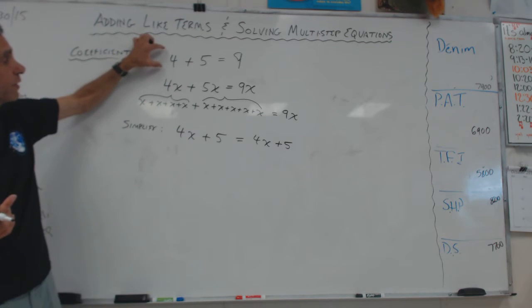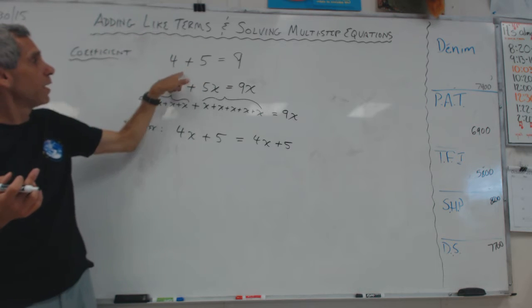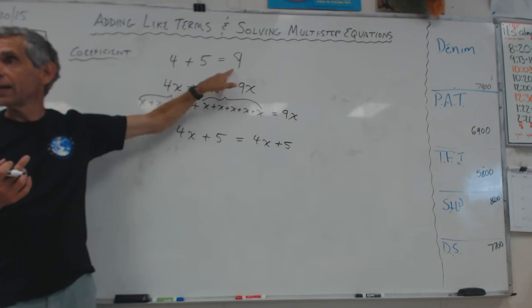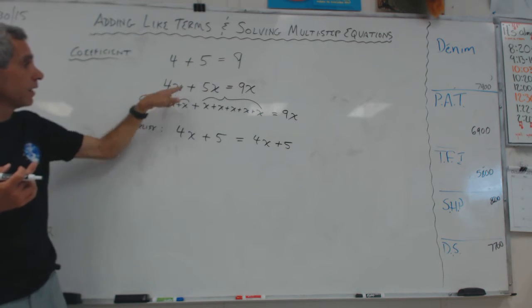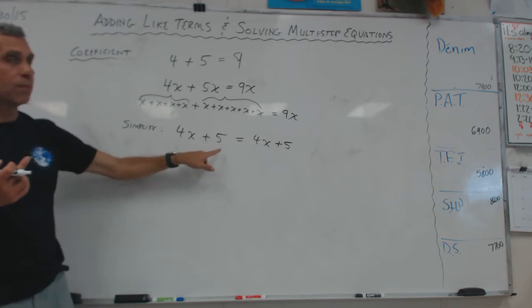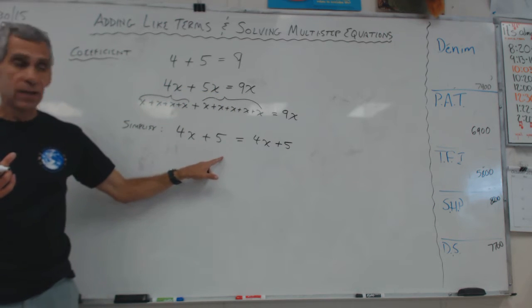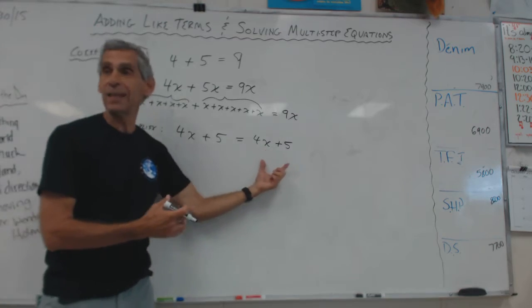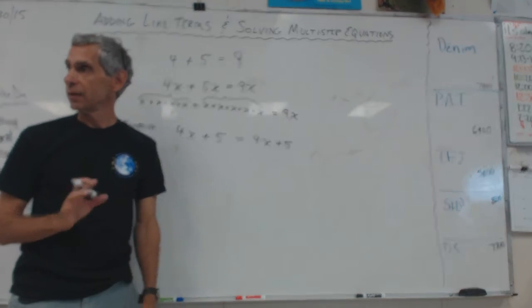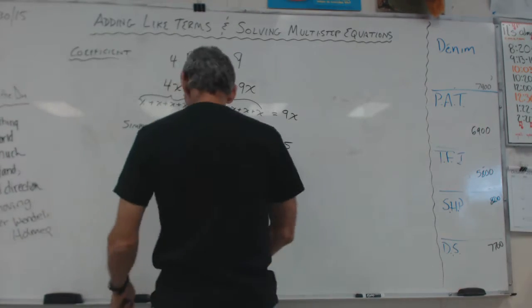Whereas if I were asked to simplify this one, I could combine them. I can combine like terms, right? But I can't combine them if they're not like terms. I just have to keep them separate. Does that make sense? All right. So what if I did this?